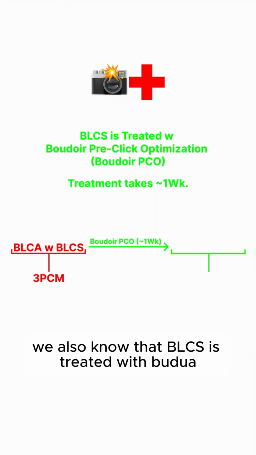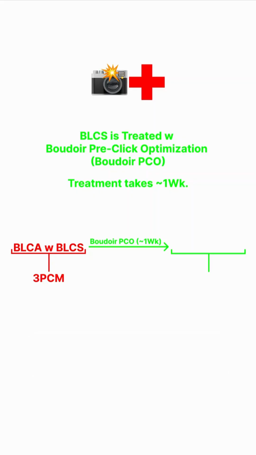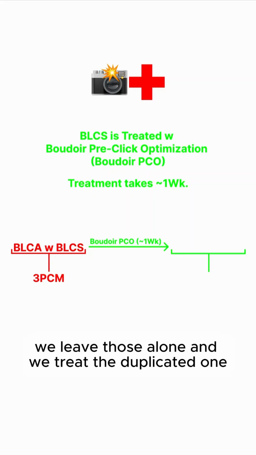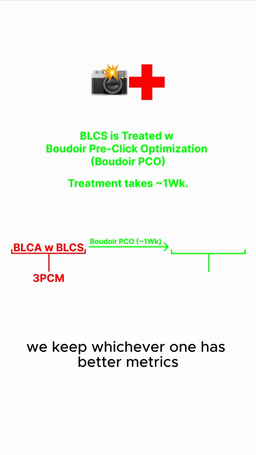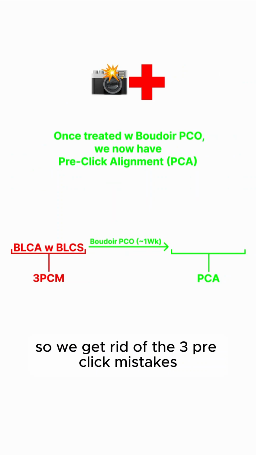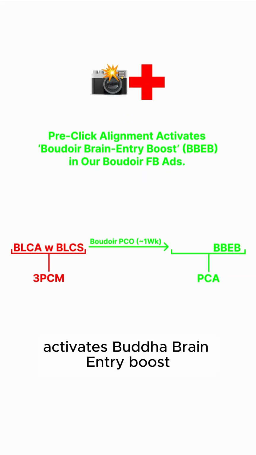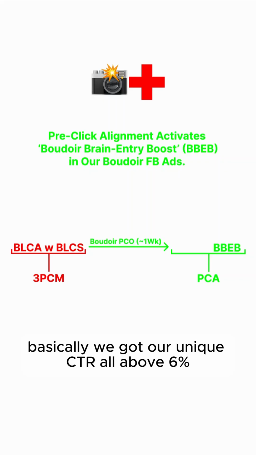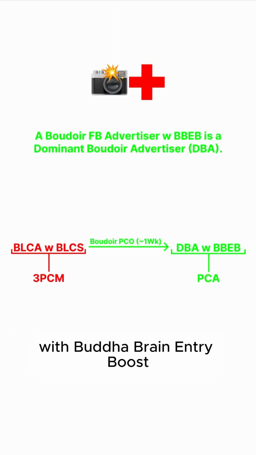We also know that BLCS is treated with Boudoir pre-click optimization, aka Boudoir Pico, and treatment takes about a week. This is where we duplicate the current Facebook ad or ads, we leave those alone and we treat the duplicated one. And after a week, we keep whichever one has better metrics. Now, once treated with Boudoir Pico, we now have pre-click alignment. So we get rid of the 3 pre-click mistakes, we achieve pre-click alignment, and pre-click alignment activates Boudoir brain entry boost in our Boudoir Facebook ads. Basically, we got our unique CTR all above 6%. And a Boudoir Facebook advertiser with Boudoir brain entry boost is a dominant Boudoir advertiser, a DBA.